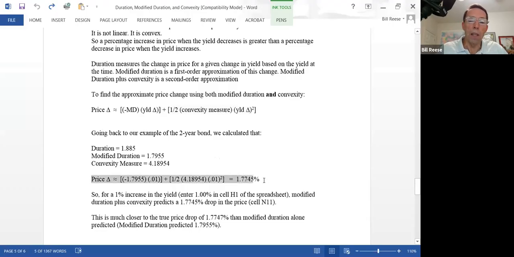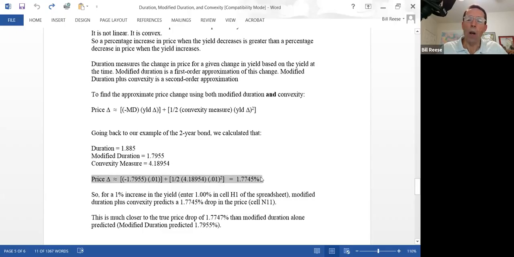It's going to be the modified duration, which is 1.7955. And let's say there's a 1% change in interest rates. So we put a negative sign in front of the modified duration. The yield change is 0.01. And now we're going to add to it our convexity measure: 1/2 times the convexity measure of 4.18954, times the change in yield, 1%, squared.